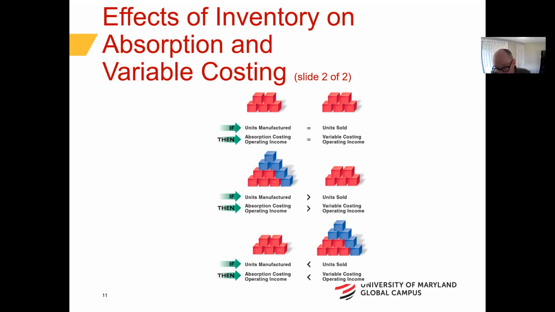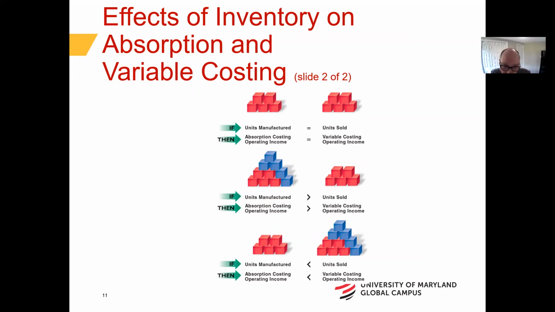Now, here's where it gets different. If the units manufactured are greater than the number of units sold, the absorption costing income will be greater than the variable costing income. Interesting. Okay. Here's where it gets more interesting. If the number of units manufactured is less than the number of units sold, the absorption costing income will be less than the variable costing income.